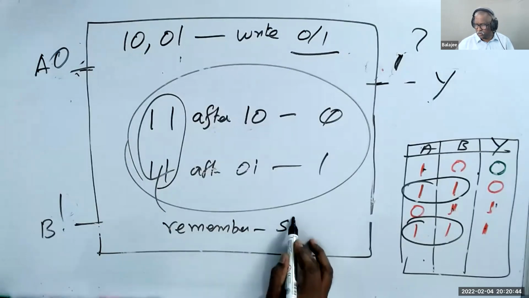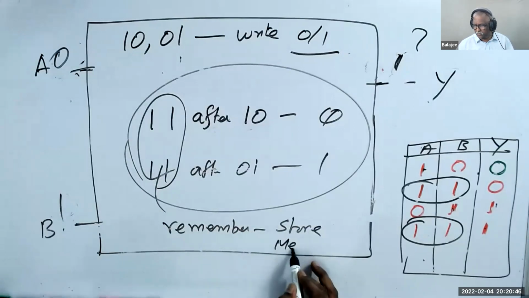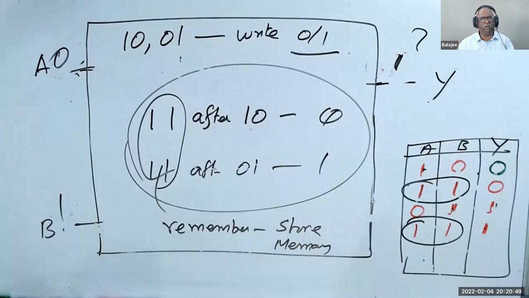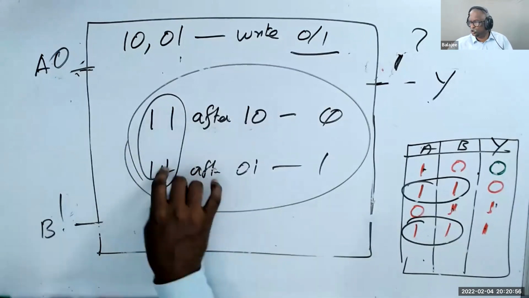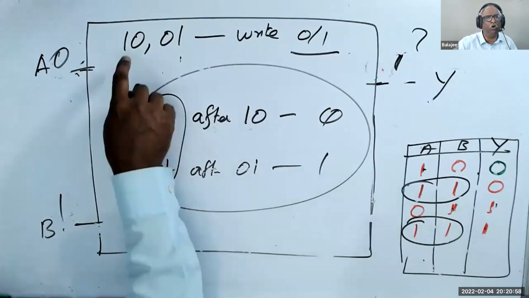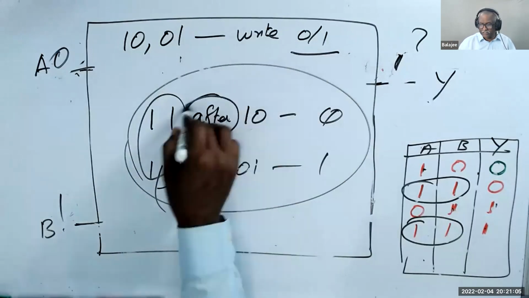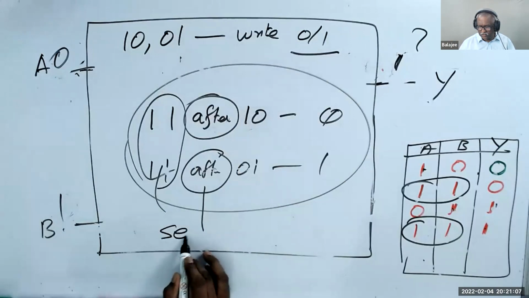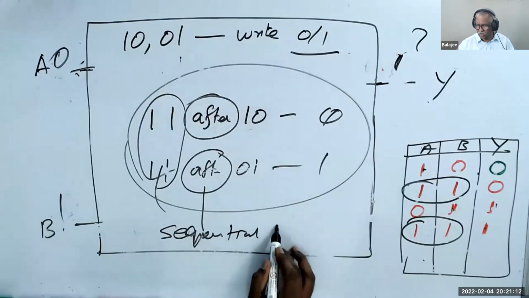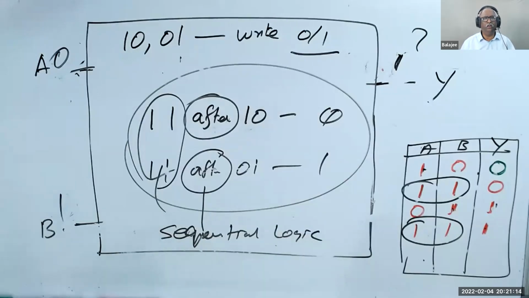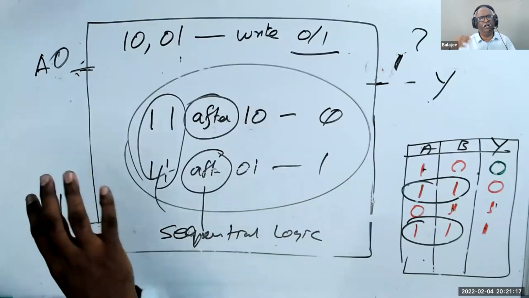or store or memory. You can call anything. In English we call it remember, and in English we call it store or memory. So 1, 1 is called store. 1, 0 is called write. Understand? That's why we have after. This is called sequential logic.